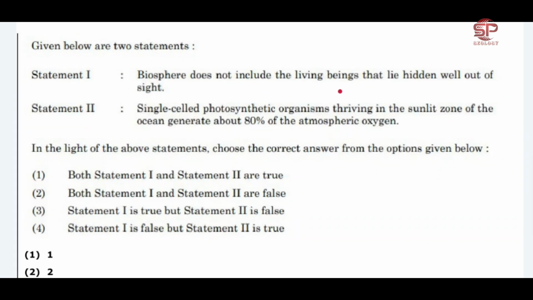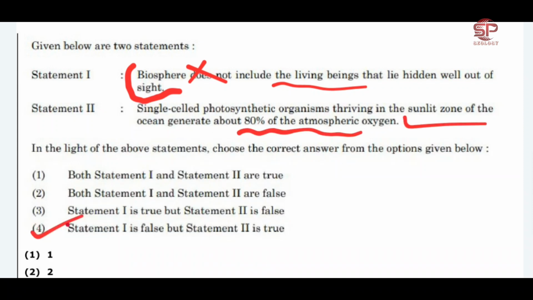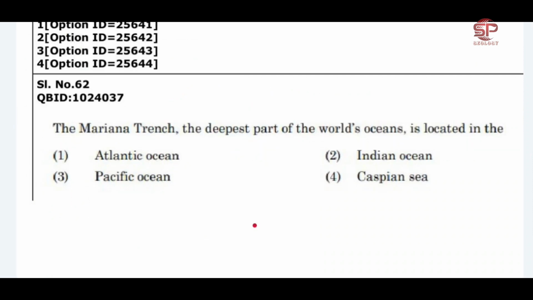So biosphere doesn't include the living beings that lie hidden well out of the sight. Actually the biosphere includes all the living beings, whether hidden well out of sight or on the surface, so it will be incorrect. Single cell photosynthetic organisms thriving in the sunlit zone of the ocean generate about 80% of the atmosphere's oxygen, which is correct. So statement one is false. Statement two is true. The Mariana Trench is the deepest part of the ocean. The deepest part is Challenger Deep. So it is present in the Pacific Ocean.